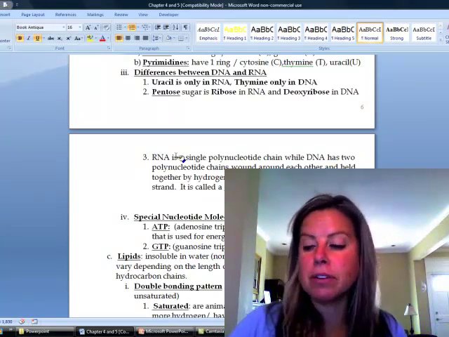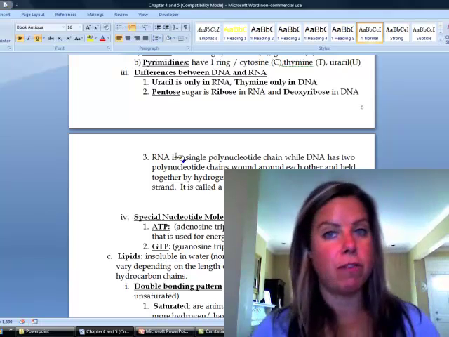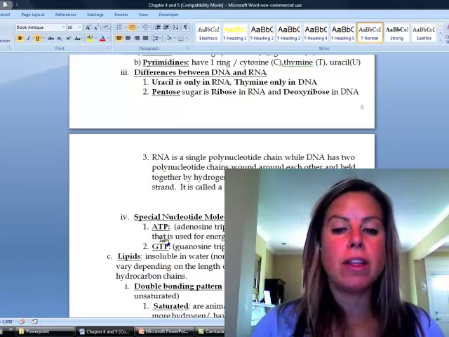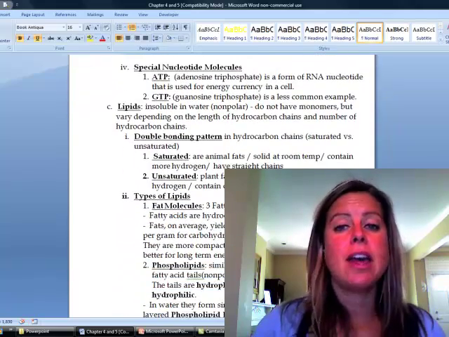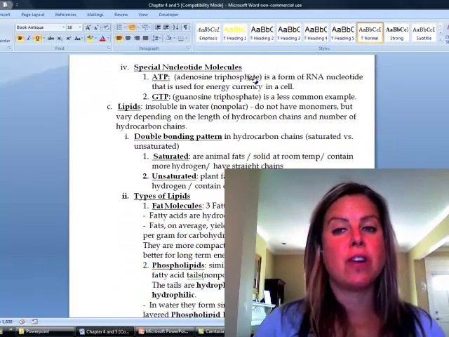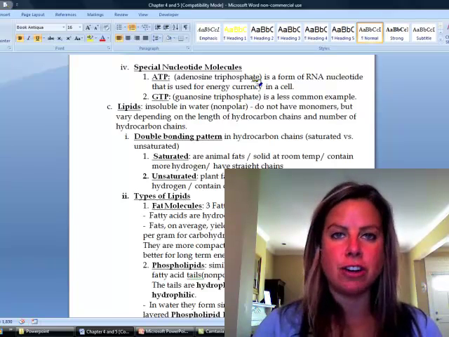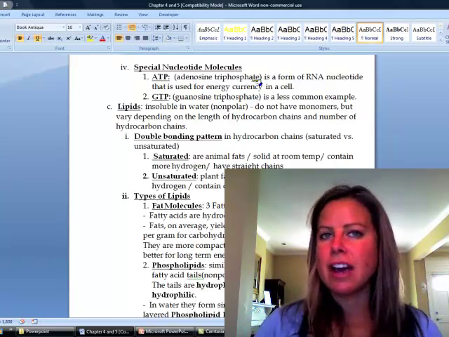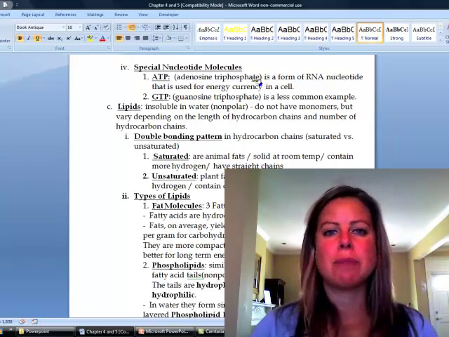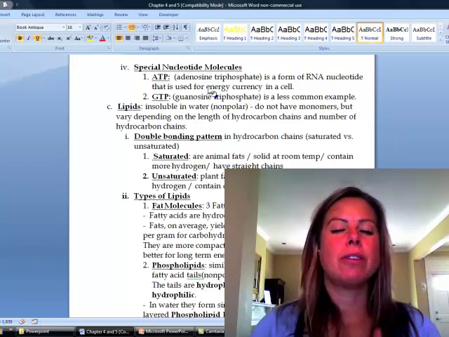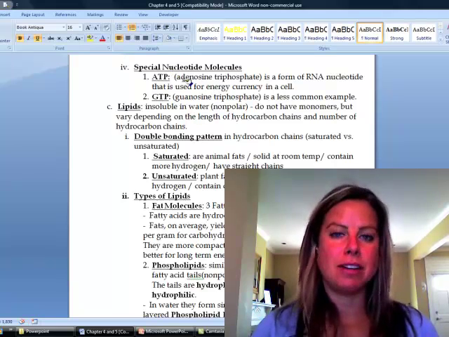Now there's going to be a couple of special nucleotides out there that are going to be very important in our systems. One of them is going to be called ATP, and the other is called GTP. ATP stands for adenosine triphosphate, and that's a form of energy currency in our cell. Most of the time, our energy is going to be in that form, and we'll get into that in like chapter 8, chapter 9. GTP is another form of energy, but it's not as common as ATP.